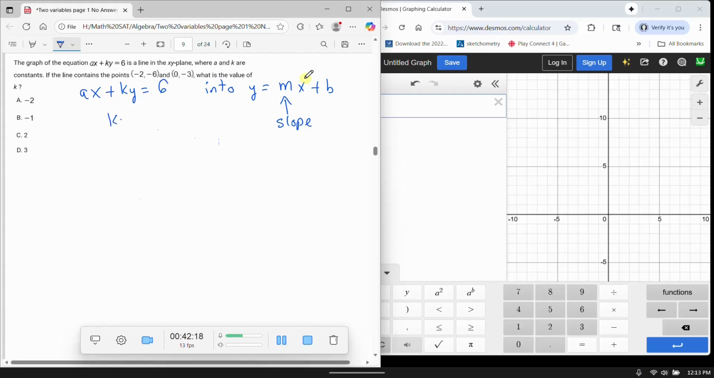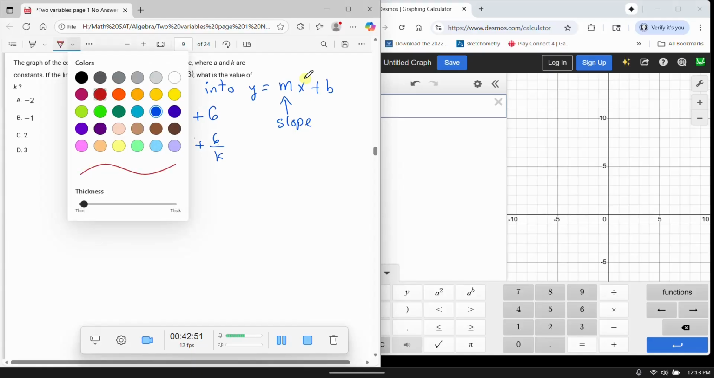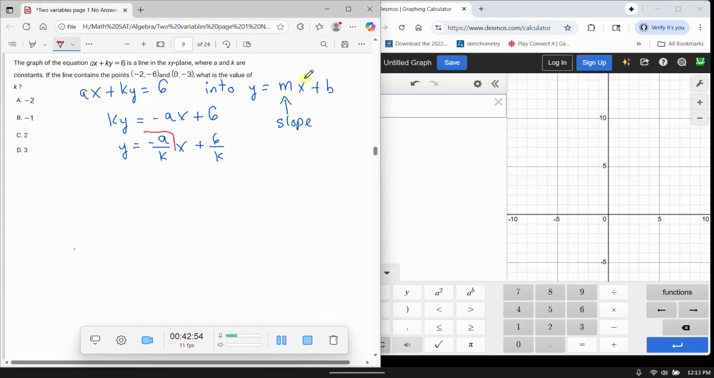So I have ky equal minus ax plus 6. And I divide both sides by k. So negative a over k, I put the x on the side. Make sure you divide k to every term of the right hand side when you divide it. So now the negative a over k, this is also the slope.